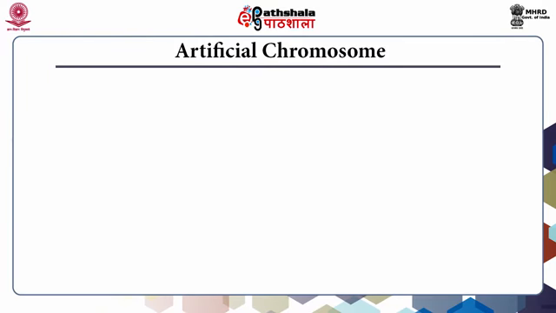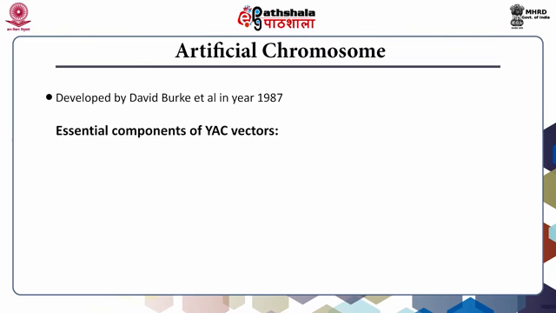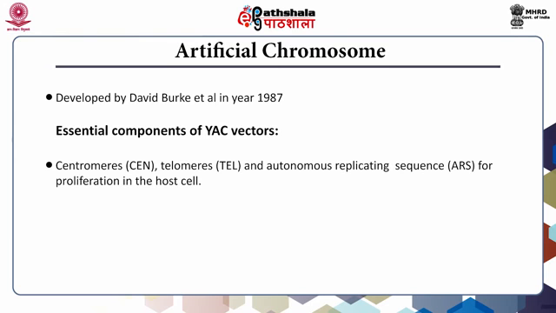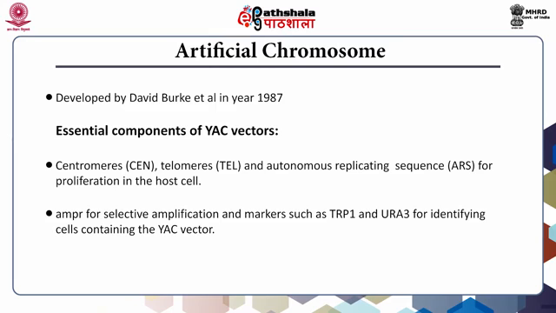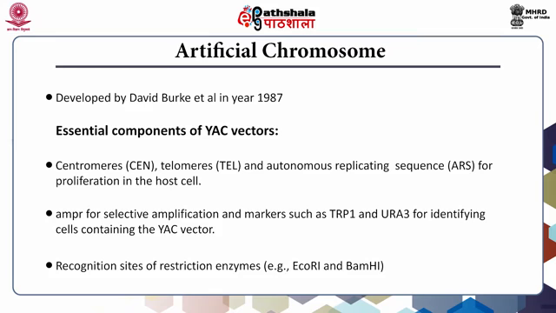Artificial chromosomes were developed by David Burke et al. in the year 1987. The essential components of yeast artificial chromosome vectors: these contain centromeres, telomeres and an autonomously replicating sequence for proliferation in the host cell, the AMP gene for selective amplification, and markers such as TRP1 and URA3 for identifying cells containing the YAC vector. Recognition sites of restriction enzymes, for example EcoRI and BamHI.